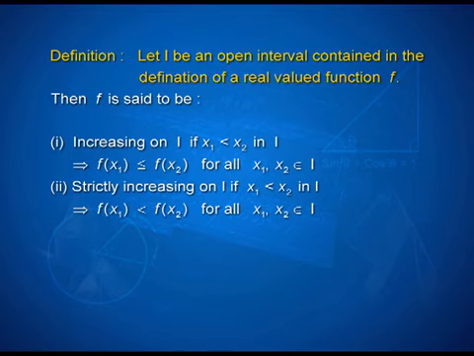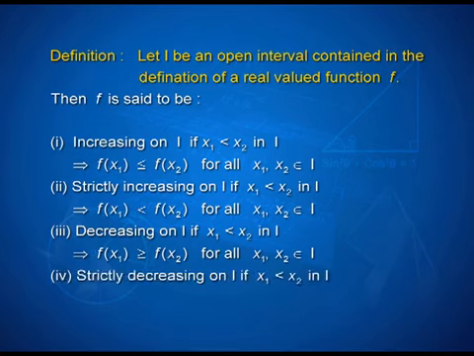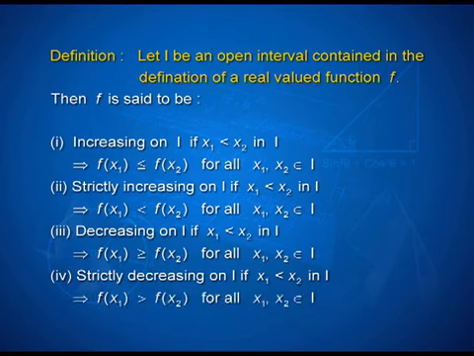We also distinguish between increasing and strictly increasing with an understanding that if x1 is less than x2 in I implies f of x1 is strictly less than f of x2, then the function is said to be strictly increasing in I. Similar are the definitions for decreasing. x1 less than x2 in I implies f of x1 is greater than or equal to f of x2, function is decreasing. Strictly decreasing on I if x1 is less than x2 in I implies f of x1 is greater than f of x2 for all x1, x2 belonging to I.